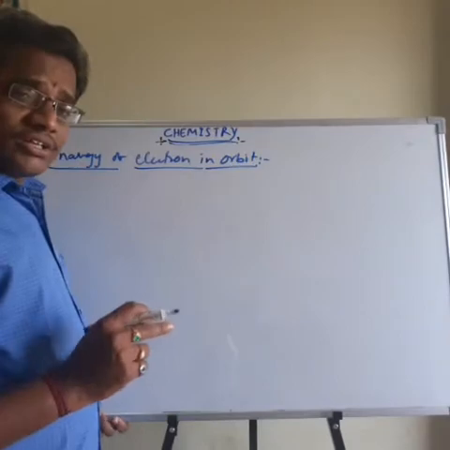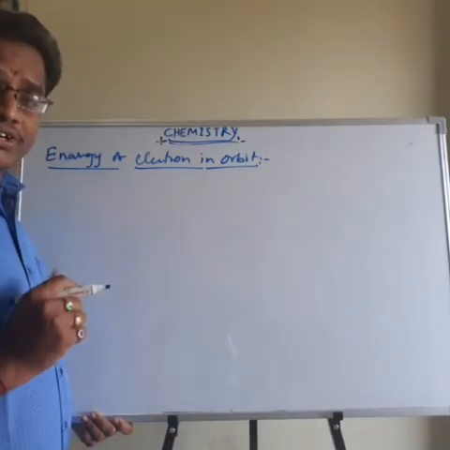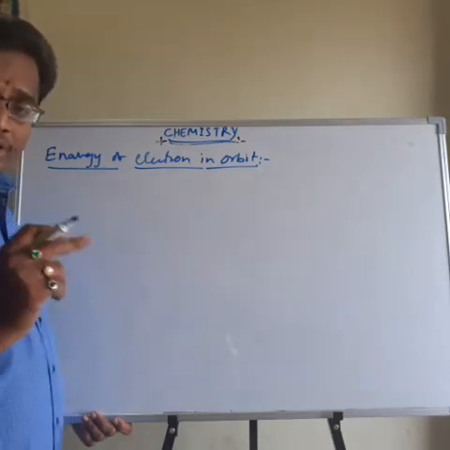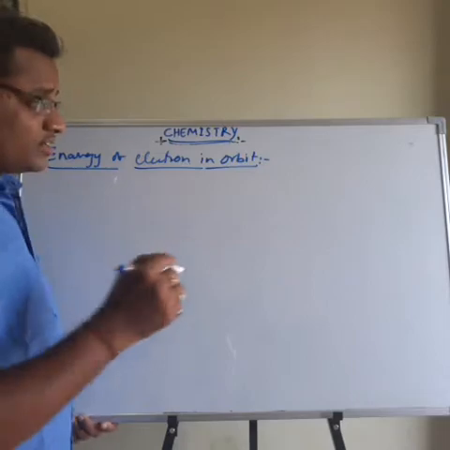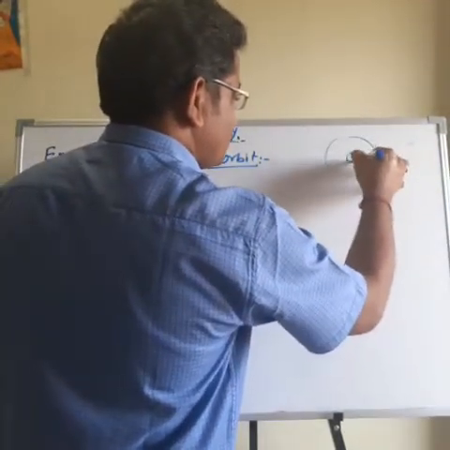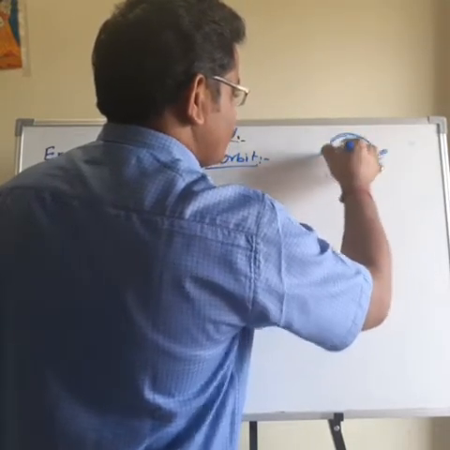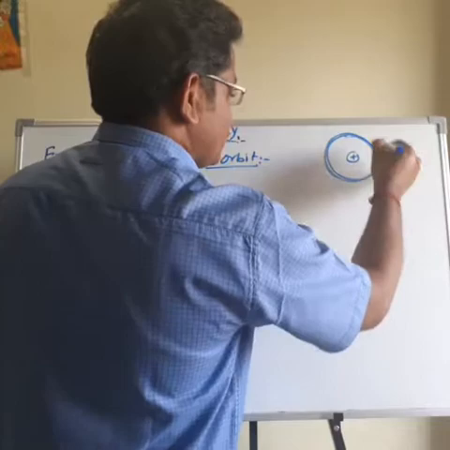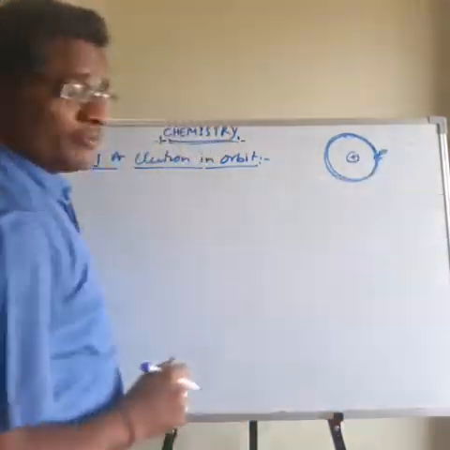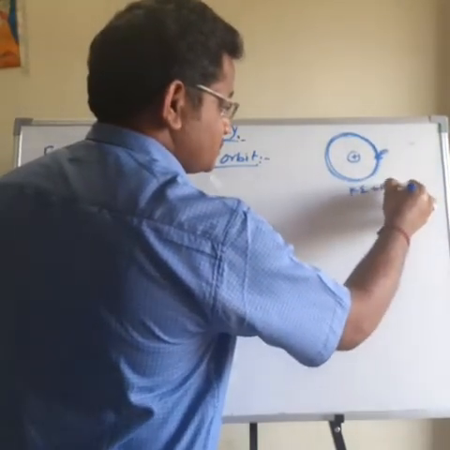Generally, the total energy of a revolving electron in the orbit is equal to the sum of kinetic energy and potential energy. For example, this is the hydrogen atom. This is the orbit. Here, the electron revolves around the nucleus in a circular path. The total energy of the electron in this orbit is equal to kinetic energy plus potential energy.